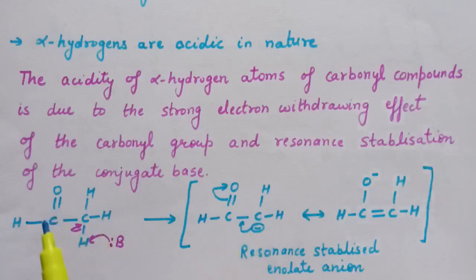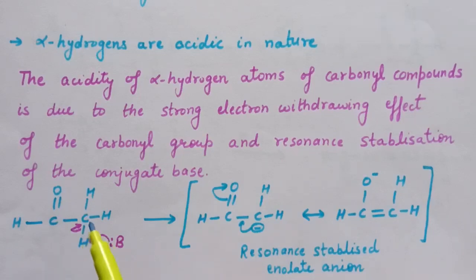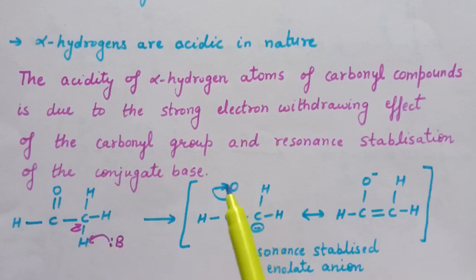So due to the strong electron withdrawing effect of this carbonyl group, it withdraws electron density from this carbon-carbon bond, which makes this alpha carbon electron deficient. Now this alpha carbon withdraws electron density from this carbon-hydrogen bond, and this carbon-hydrogen bond is weak, and this hydrogen is weakly held by this alpha carbon. Now this hydrogen can be easily abstracted by base, which results in the formation of enolate ion.